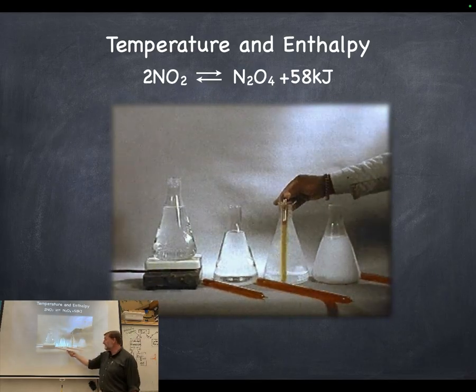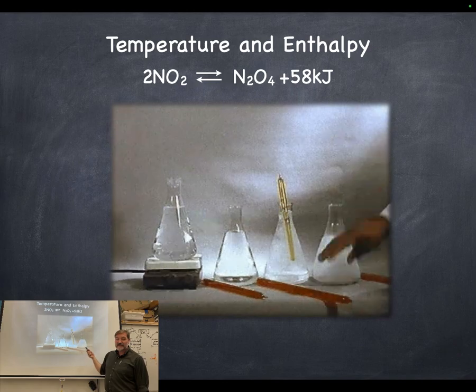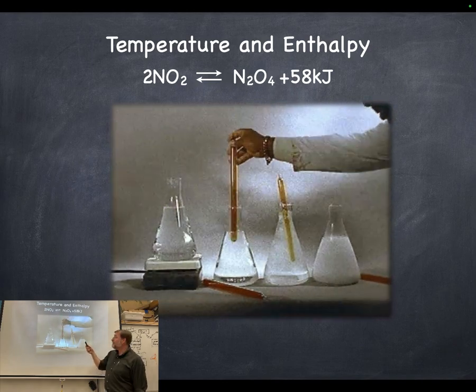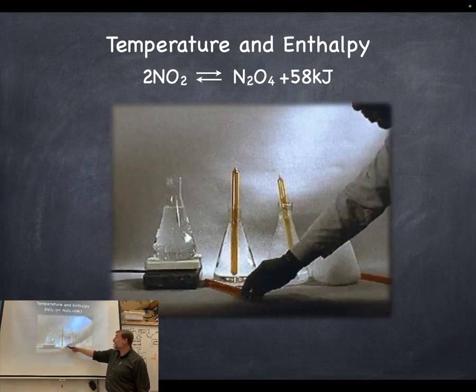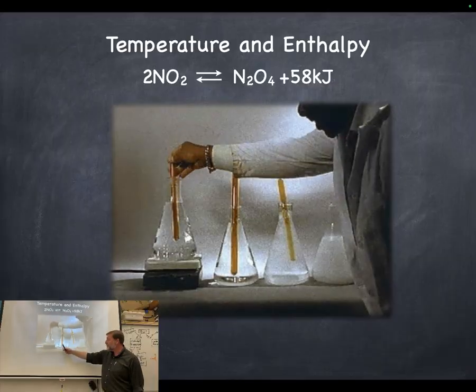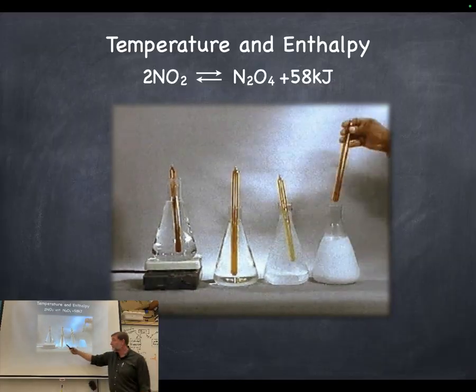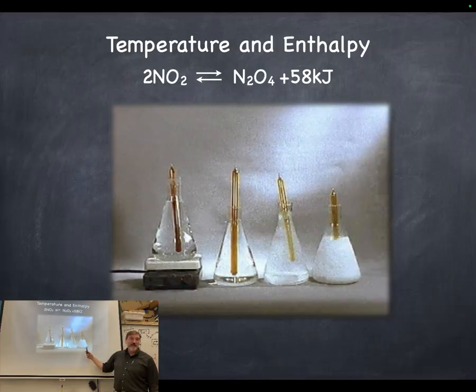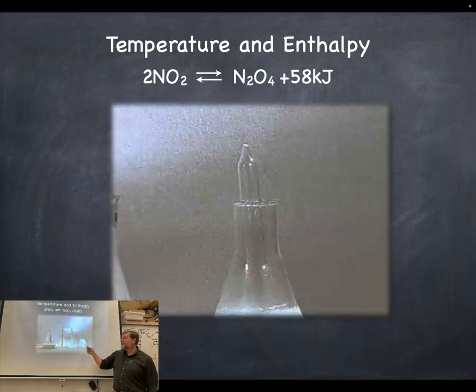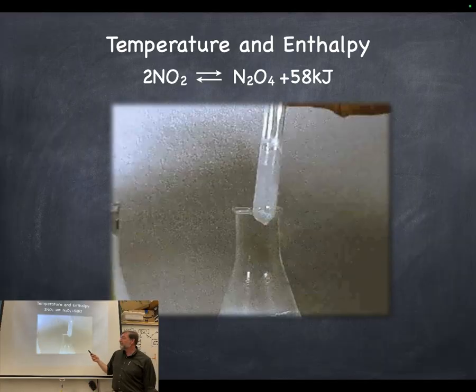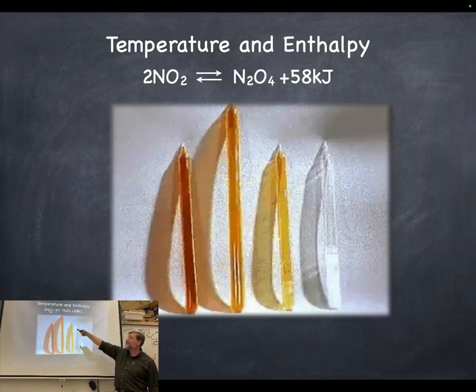So we can see this actually taking place, right? You have some room temperature nitrogen dioxide. And what we do is we put them into different baths: room temperature where they start, boiling water, higher temperature, ice, and a dry ice acetone bath, super cold. When you look at these, the color tells us the amount of NO2.